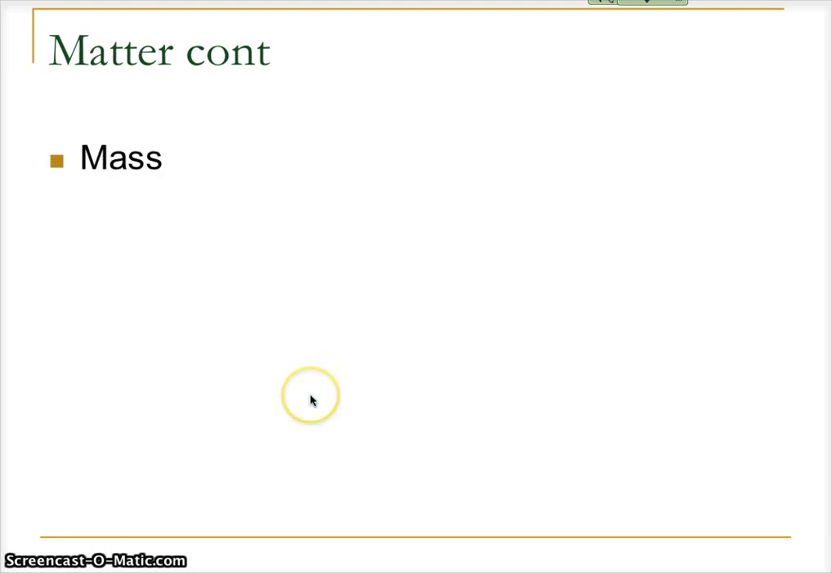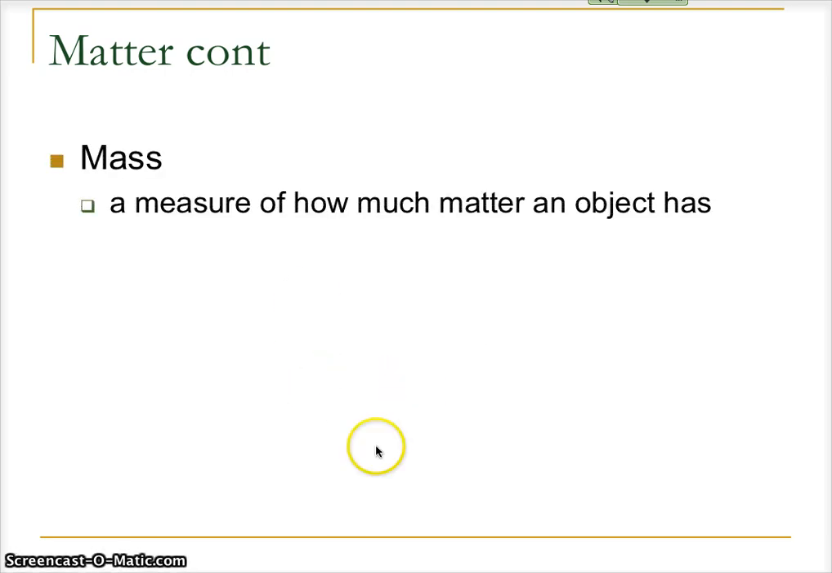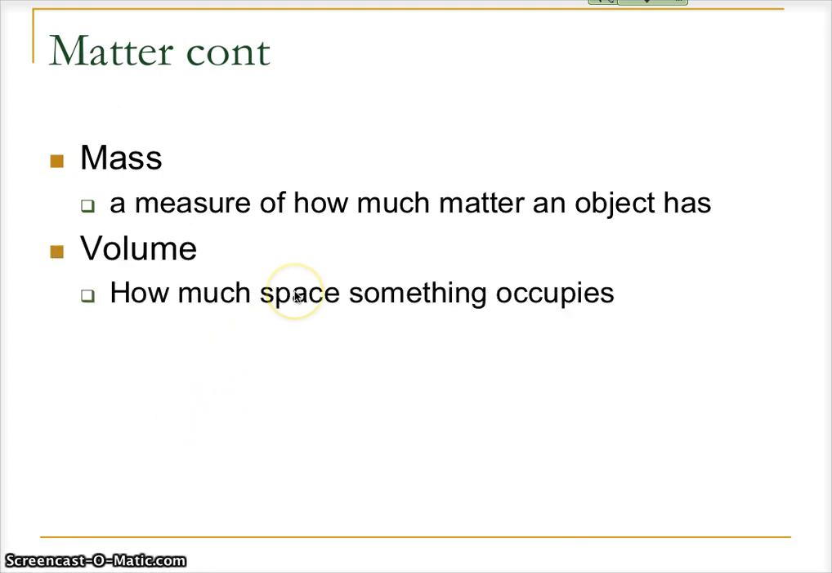What's the definition of mass? Mass is a measure of how much matter an object has. And so it's kind of a circular definition between matter and mass, but it's the way it is. So if you have a little bit of matter, you would have a little bit of mass. If you have a lot of matter, you would have a lot of mass. It just depends on how much matter you have as to how much mass you have. Space is a measure of volume, and so how much space something occupies is a measure of its volume. You're very familiar with that.